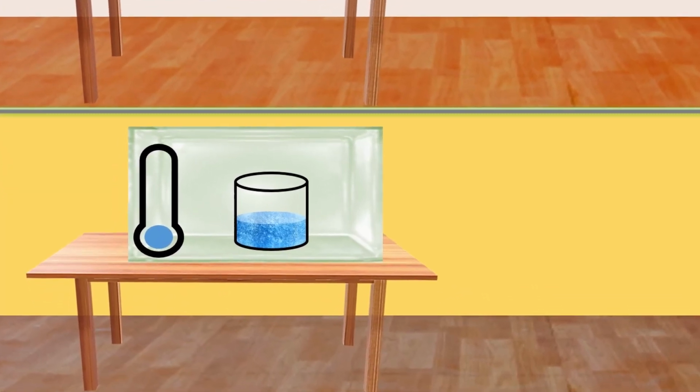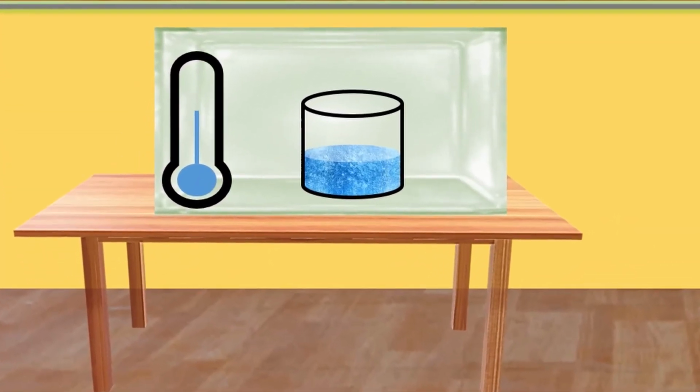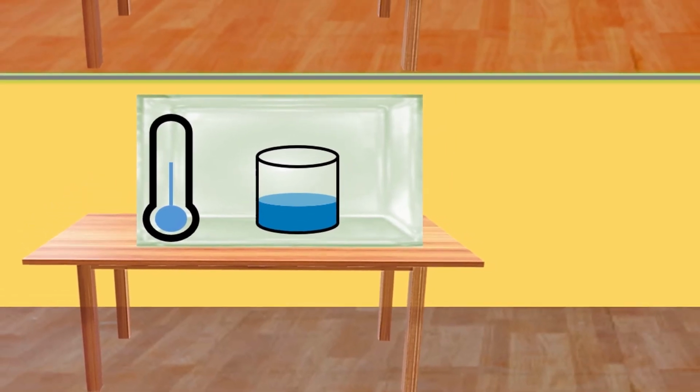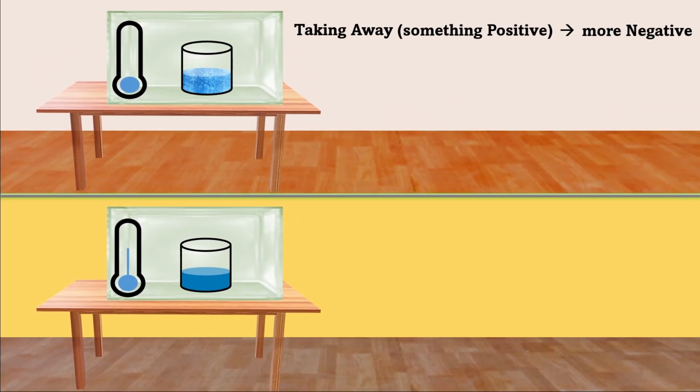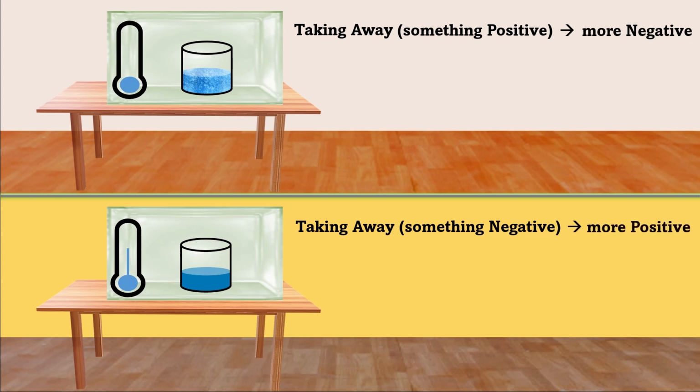On the other hand, the temperature rises in the second box and the ice converts back into water, as the room is at plus 5 degrees Celsius. The observation here is that taking away something negative makes a system that much more positive.